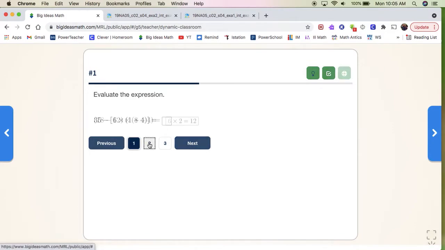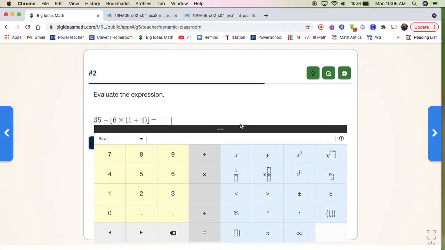Let's try another one. This time we have parentheses inside the brackets. So we're going to start with evaluating the parentheses. So we still have 35 minus, and let's see if I can put brackets. Brackets. Good, yay. 6 times, that's not brackets.